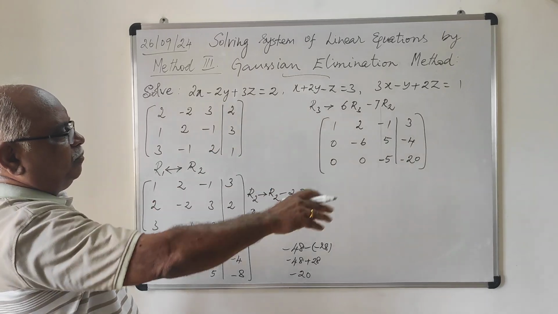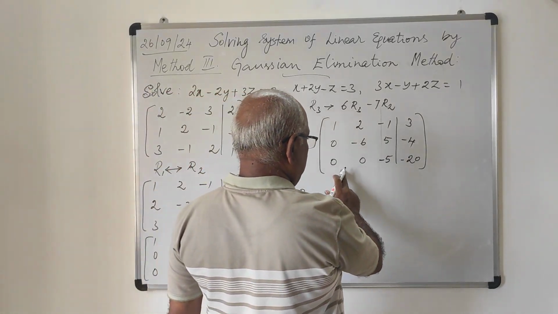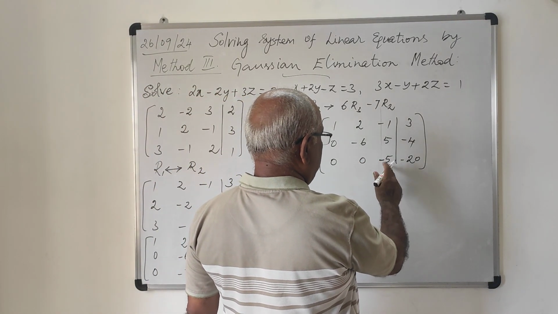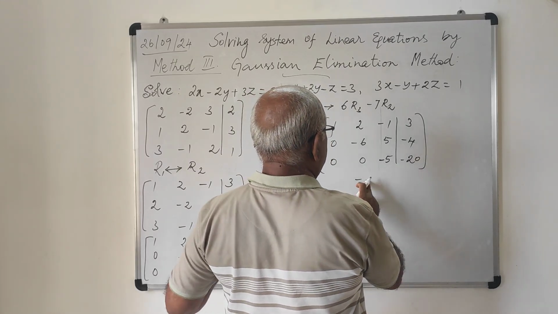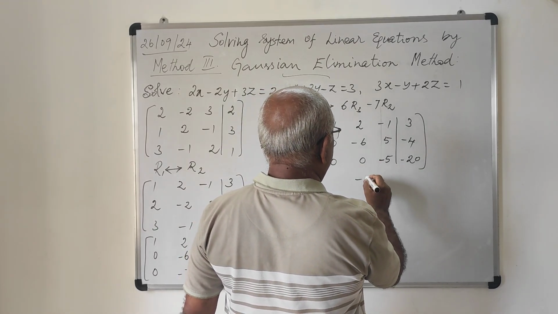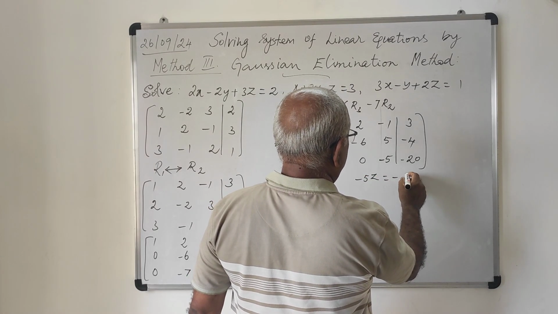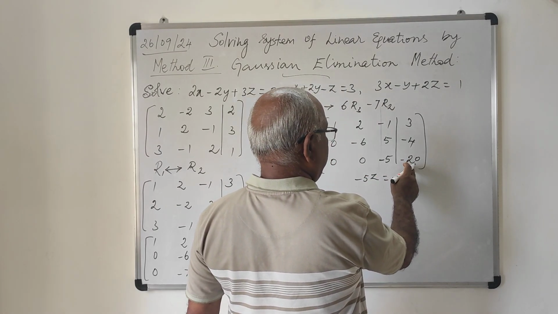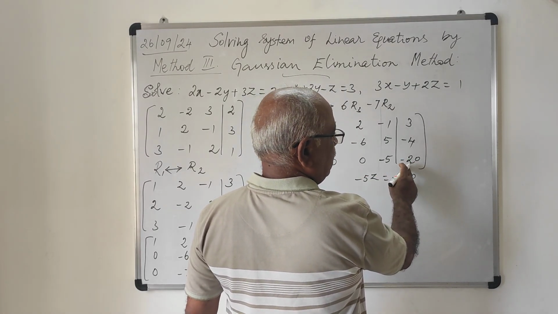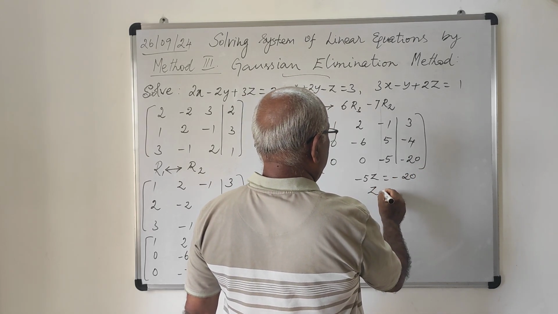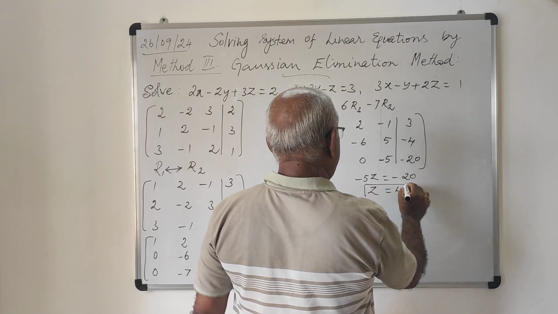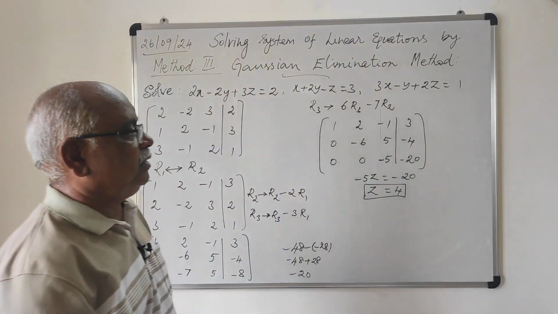So after finding this operation, we rewrite this equation. This is x term 0, y term 0, this is only z term, therefore minus 5 times of z. The x0, y0, minus 5 times of z is equal to minus 20, because this is the third equation constant. So minus 5z equal to minus 20, z equal to 4. This is the Gaussian elimination method.